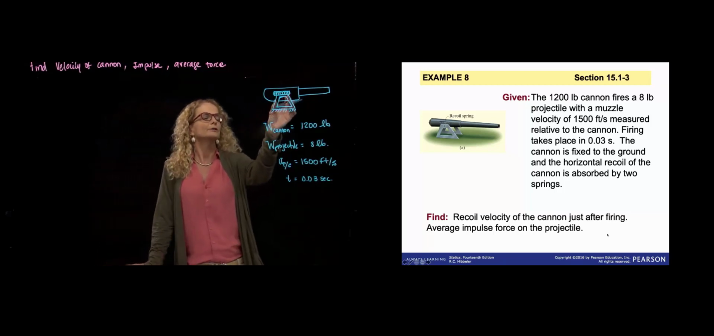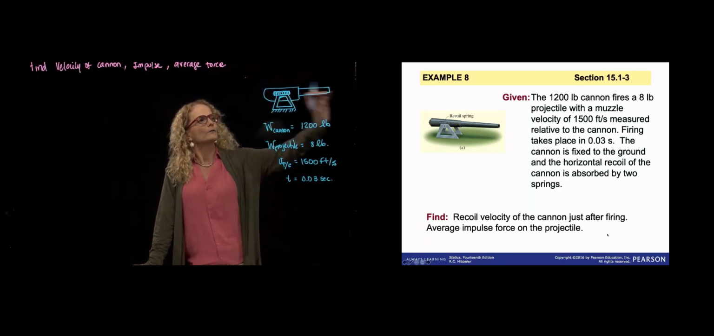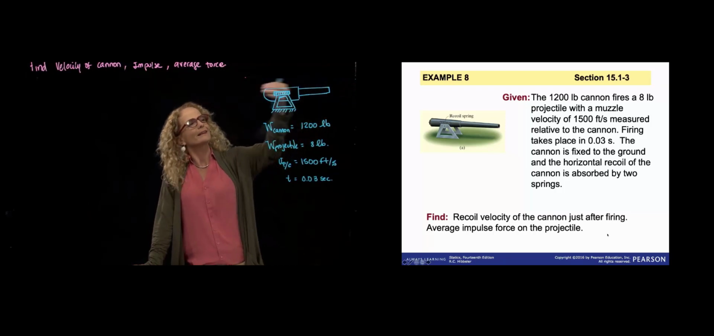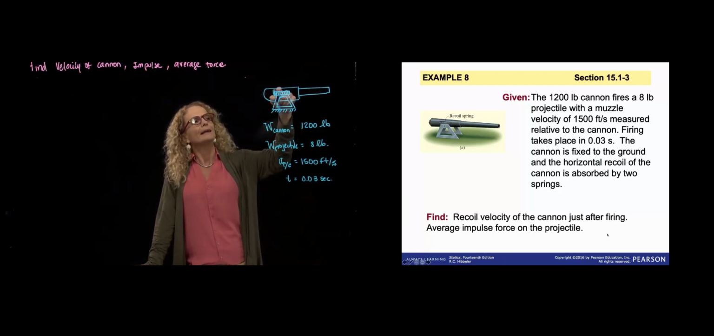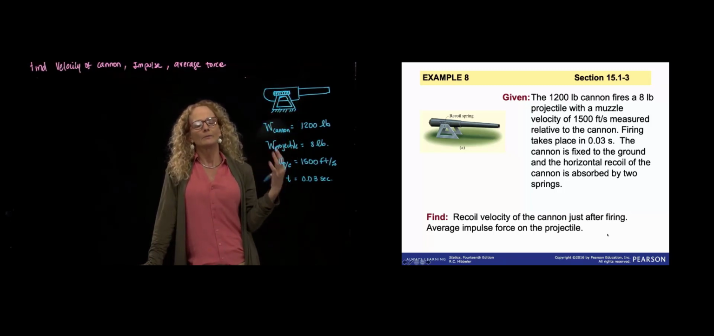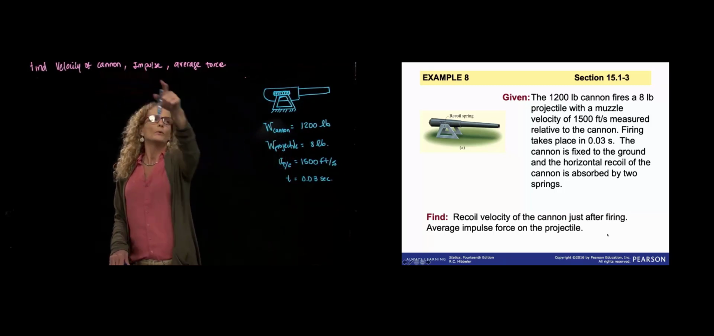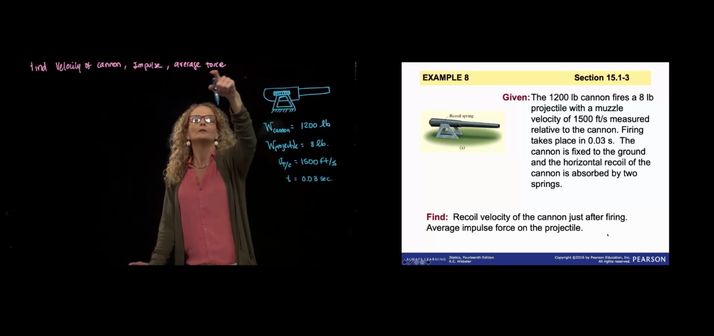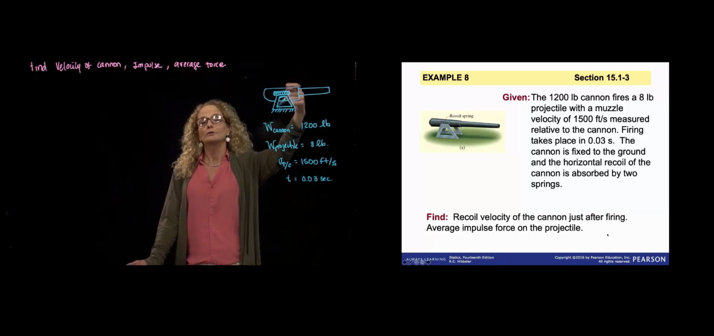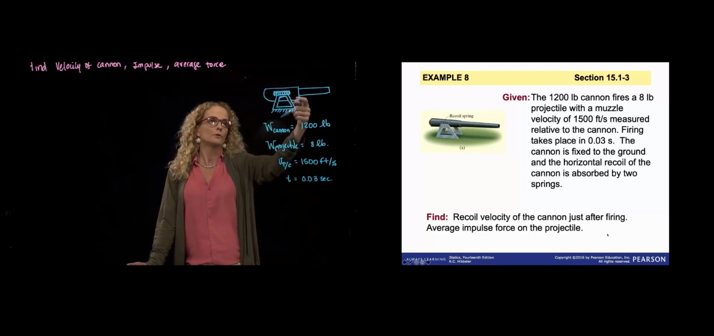So as you imagine, whenever I fire the projectile, the cannon wants to go back. It's attached to a spring. As you remember, the spring doesn't create any impulse because it absorbs the impact. We are asked to find the velocity, the impulse that is created, and the average force that the spring will receive.